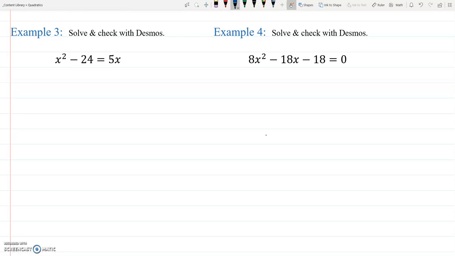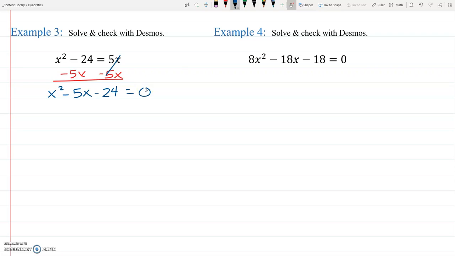Is it in standard form? No. Almost, so no problem. Just my 5x is not where it needs to be. So I'm going to go minus 5x, minus 5x. So I've got x squared minus 5x minus 24 equals, that's gone, so I've got equals 0. Now it's in standard form. Once it's in standard form, I factor.